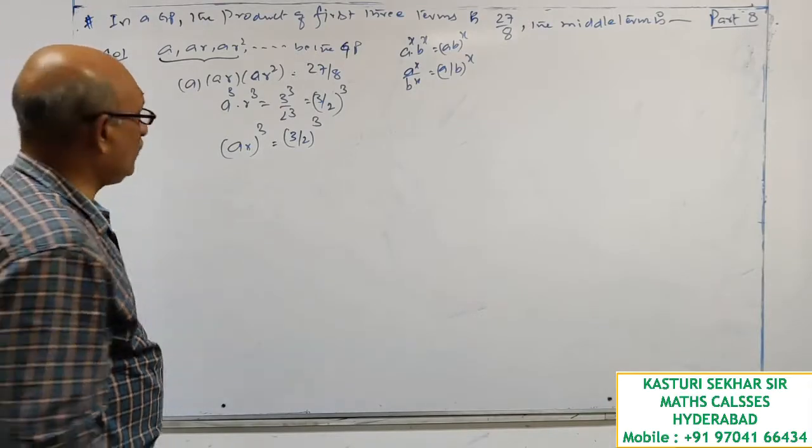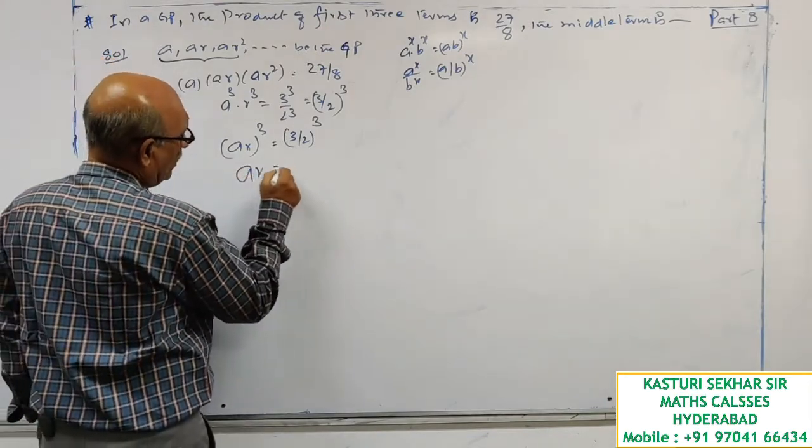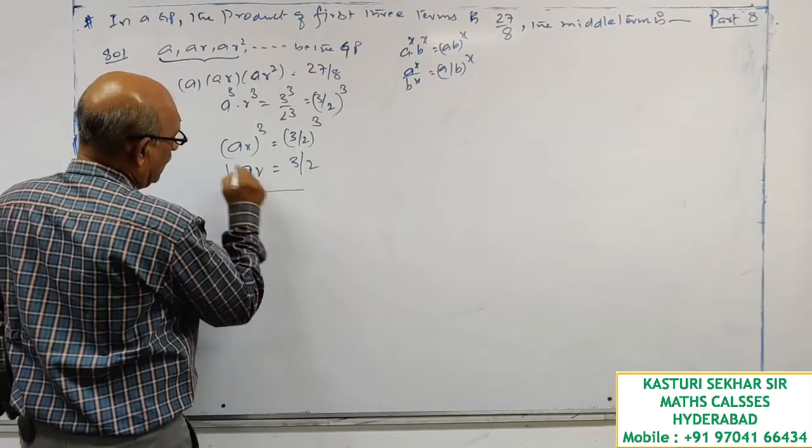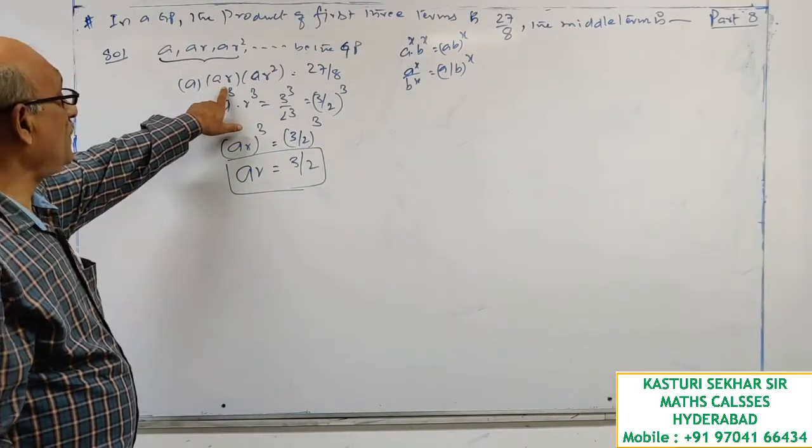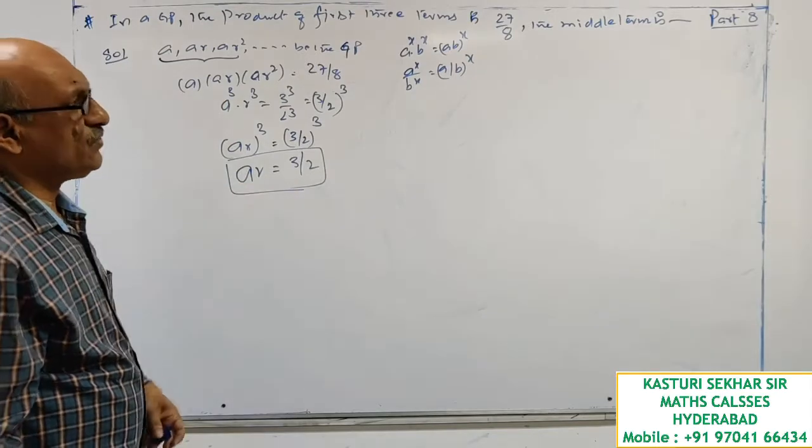Powers are equal with the equal to sign, so bases can be equated. Now, what is the middle term? AR. So AR is equal to 3 by 2.